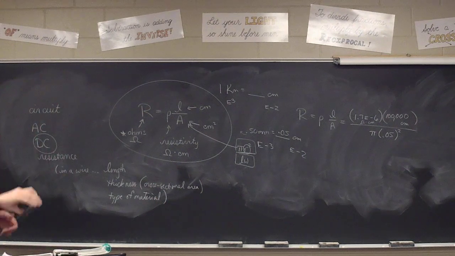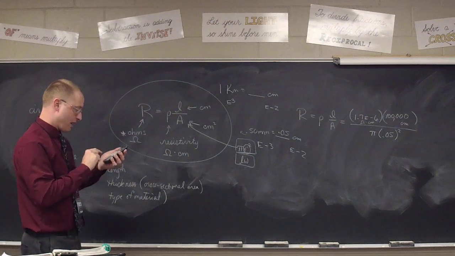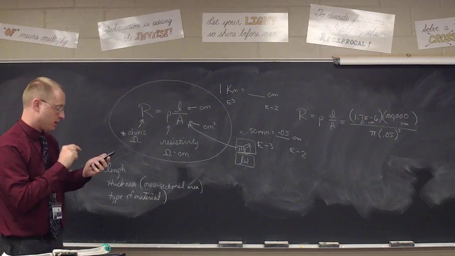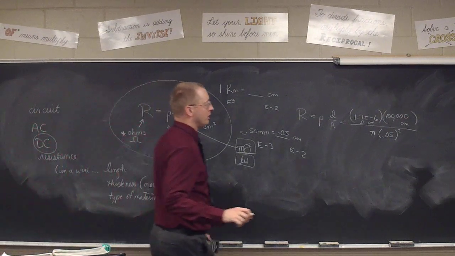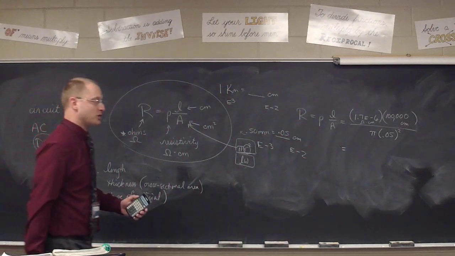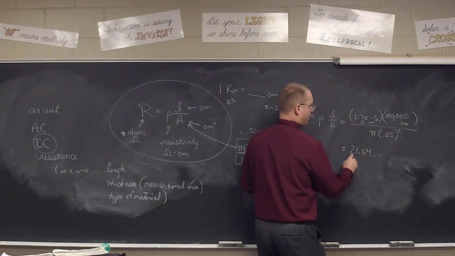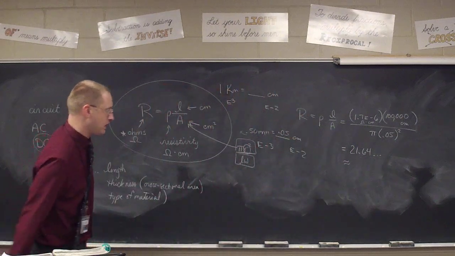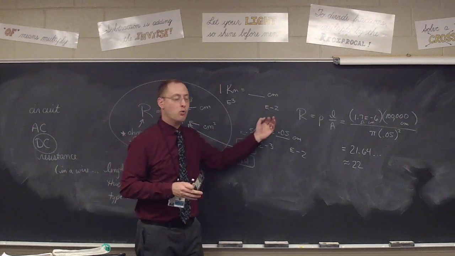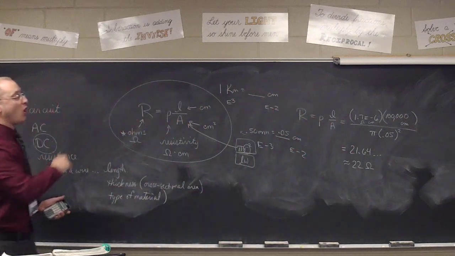All right. So in the calculator, let's see how much resistance. We have 1.7 e negative 6 times 100,000 divided by pi. And then I'm also going to divide by 0.05 squared. And how much resistance is in this 1 kilometer long copper wire? Okay, round it off. Was it 2 sig figs we get? 22. And our SI unit for resistance, class, is? Ohms. Anyway, 22 ohms approximately.